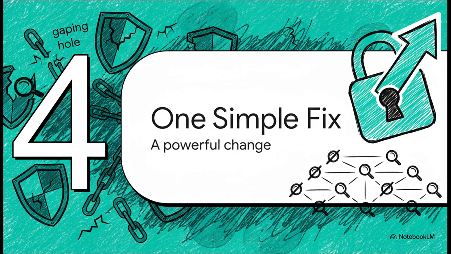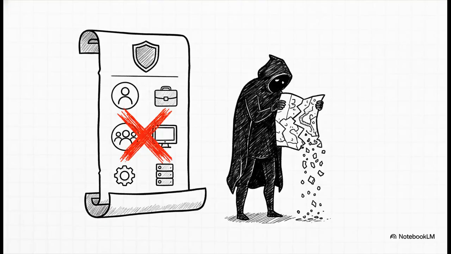But here is the fantastic news. Fixing this isn't some huge, complicated project. It's actually one simple, but incredibly powerful change. All you have to do is go to that AdminSDHolder object and remove those two default groups from its permissions list, authenticated users and pre-Windows 2000. That's it. It's that simple. By doing this, you're basically snatching that treasure map right out of the attacker's hands.